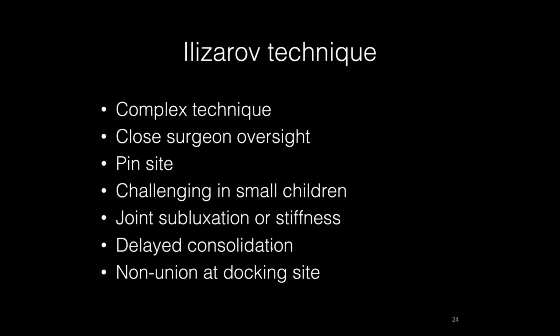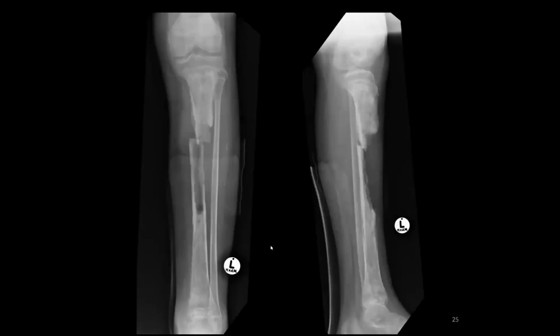It is, however, a complex technique, and close surgeon oversight is required to make sure that the rate and rhythm of distraction during bone transport is within the safe range. Pin site problems are ubiquitous. All of these kids end up with pin site problems, but they're generally manageable. A very small percentage of them need pin revision or return to the OR. It's specifically challenging in small children, and with large transport, joint subluxation or stiffness can occur. Delayed consolidation and non-union at the docking site are, in a small percentage of cases, a concern.